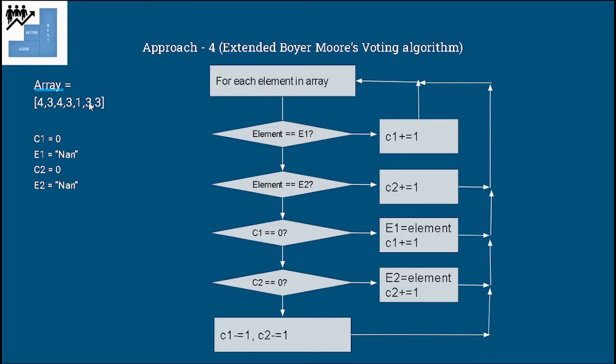So let's understand this algorithm with this particular example, 4 3 4 3 1 3 3. Firstly we have 4, and these two conditions will not be satisfied. C1 equal to 0 will be satisfied. So we will have E1 equal to 4 and C1 equal to 1. Then we go to the second element, which is 3. For 3, the condition satisfied would be this, and we have E2 equal to 3 and C2 equal to 1, and we go to the next element.